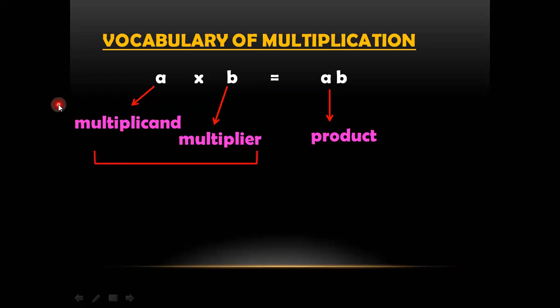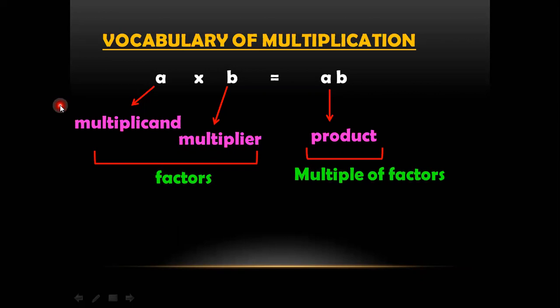These two, the multiplicand and the multiplier, are also called the factors, and the product is also called the multiple of the factors. This AB is also called the multiple of the factors. A and B are the factors of the product AB, and AB is the multiple of the factors A and B. These are two different factors.